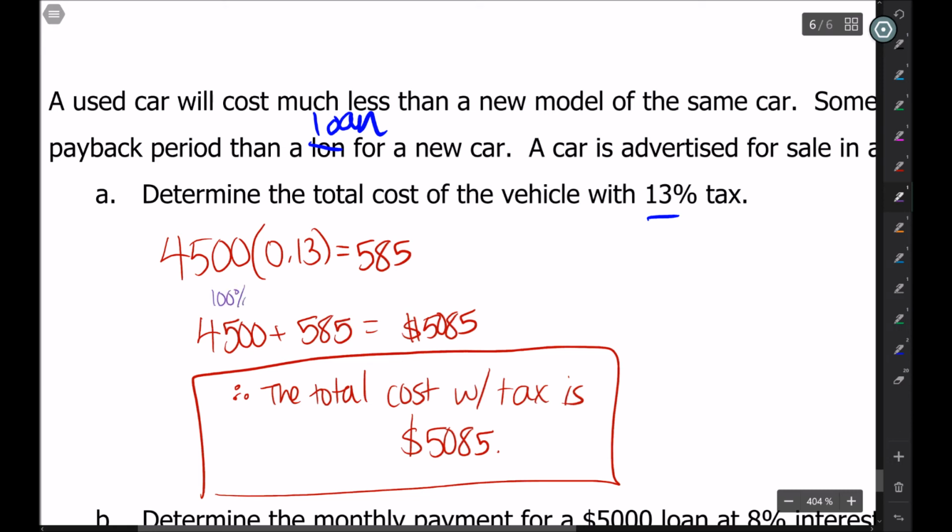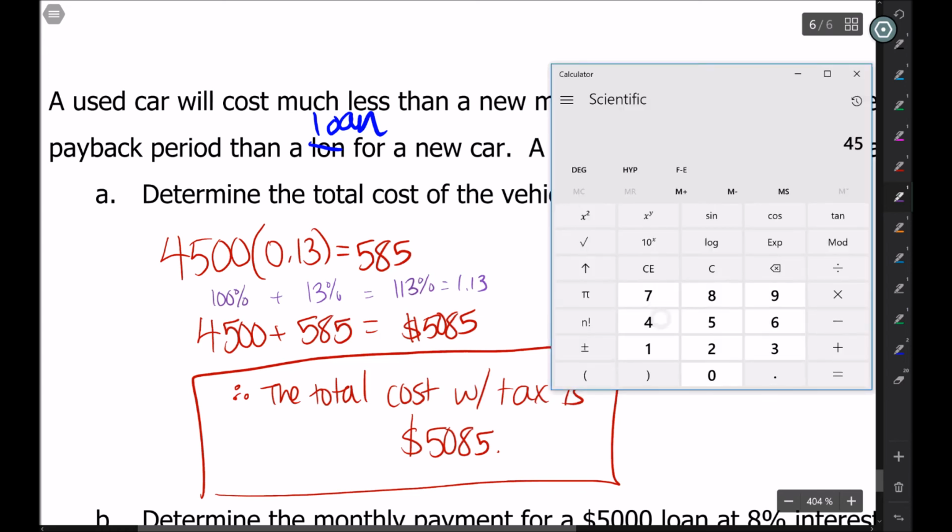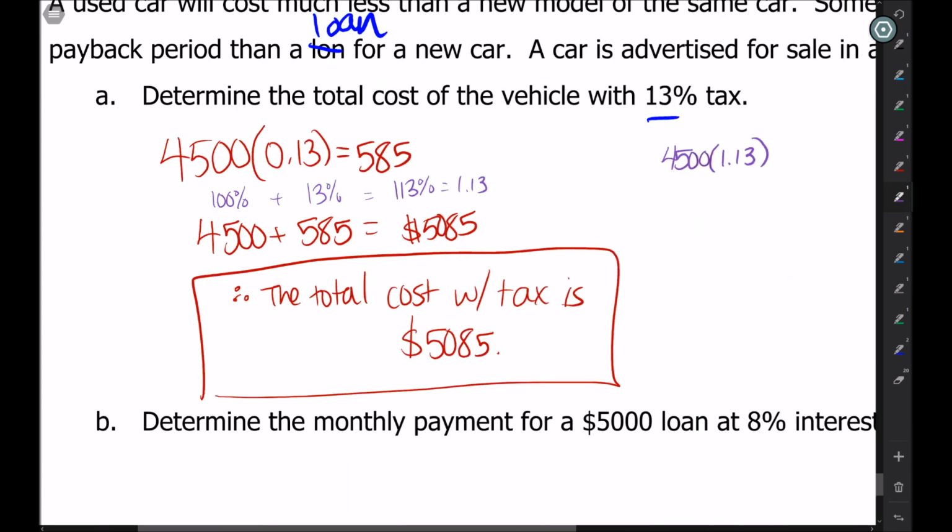Okay? Now, I just want to make a quick note to make sure you guys understand this right here. $4,500 is 100% of the amount that you guys would have to pay. This $585 is 13%. You're adding it together, so it's 113%, which can be written as 1.13. So if I want to find a shorter way to figure this out, I can just multiply 4,500 by 1.13, and that'll give me the final amount that we need to pay, which is $5,085.